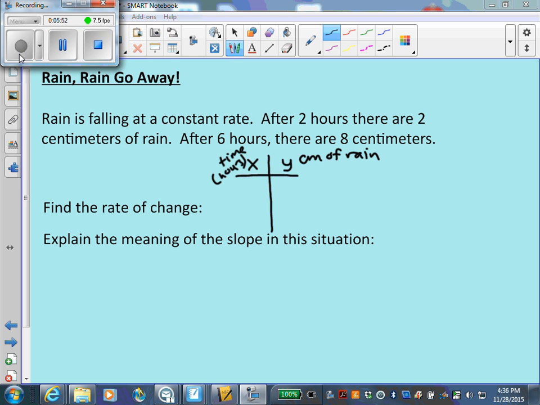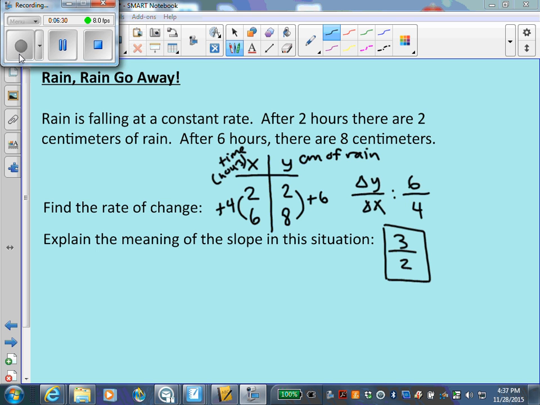Okay, so I know at 2 hours there are 2 centimeters of rain, and at 6 hours there are 8 centimeters of rain. So kind of like the example before, we can find the change in y and the change in x. So the change in y, it's a little easier here. From 2 to 8, that's going up 6. And from 2 to 6, the change in x is going to be up 4. So my rise over my run, or my change in y over my change in x, is 6 over 4. And this reduces to 3 over 2. And we can just keep that as a fraction. It's also 1.5, but we don't need to say that. We can say 3 over 2 as our final answer for the rate of change.